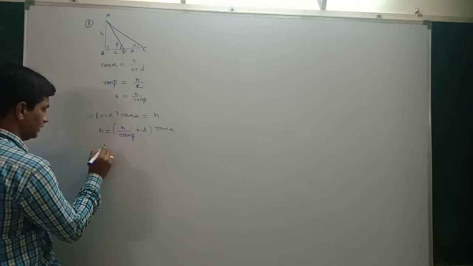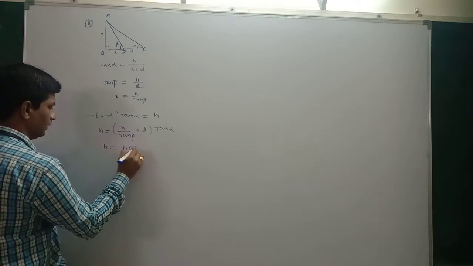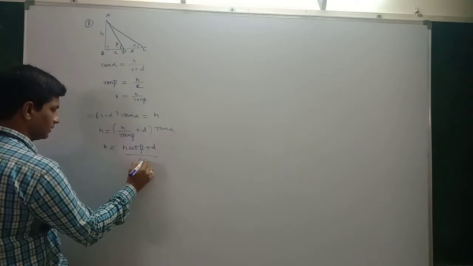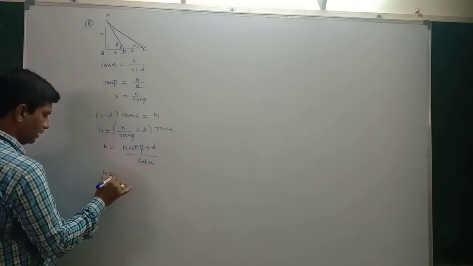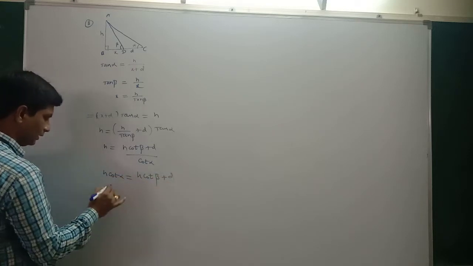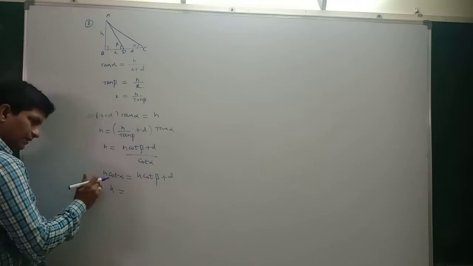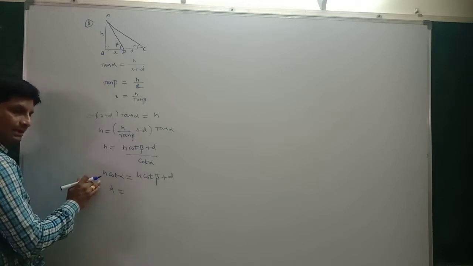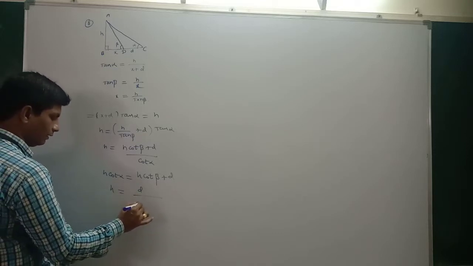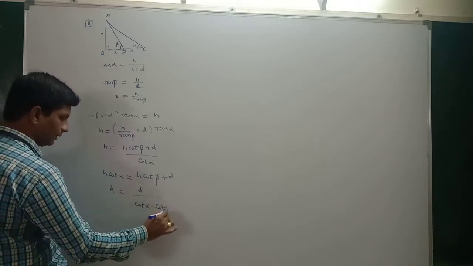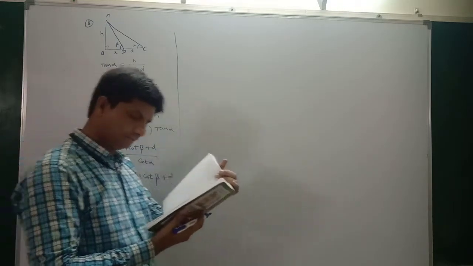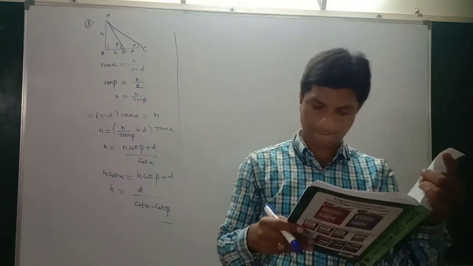Right. So this is h equal to h cot beta plus d, tan alpha is 1 by cot alpha. So this is cot alpha. h cot alpha equal to h cot beta plus d. What is h directly? Take this to the left side, h common, cot alpha minus cot beta, take it to the right side. So the final answer is given by h equal to d by what? Cot alpha minus cot beta. Simple problem. Next. D is the answer.